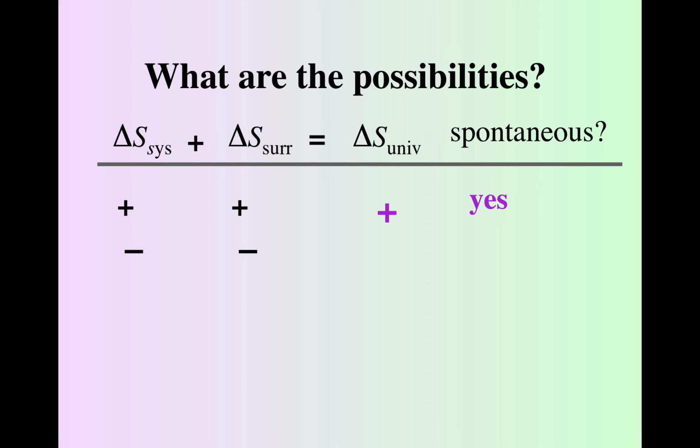When the delta S of the system is negative, right, you're losing disorder, and the surroundings is losing disorder, that means the universe is losing disorder, so not spontaneous. When the delta S of the system is positive and the surroundings is negative, or the delta S of the surroundings is positive and the system's negative, it'll depend on the magnitude, how disordered the surroundings is getting compared to the system, or how disordered the system is getting compared to the surroundings. So we don't know whether it's spontaneous or not. We'd have to reference the system versus the surroundings.